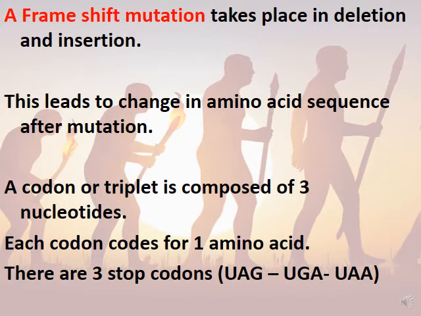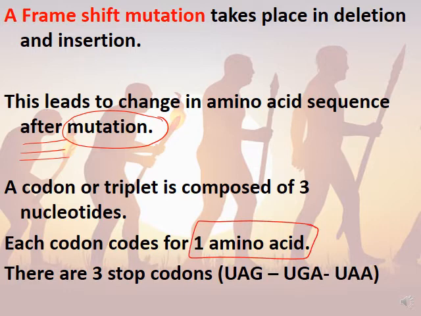If a frame shifting mutation takes place, either insertion or deletion, as we said, this will lead to a change in the sequence of the amino acids after the mutation. Okay, pay attention, after the mutation. As I said, the codon is composed of 3 nucleotides. Each codon codes for one amino acid, and more than one codon can code for the same amino acid. This is what we call redundancy. There are 3 stop codons, which you have to study: UAG, UGA, and UAA. So you have to study only the 3.